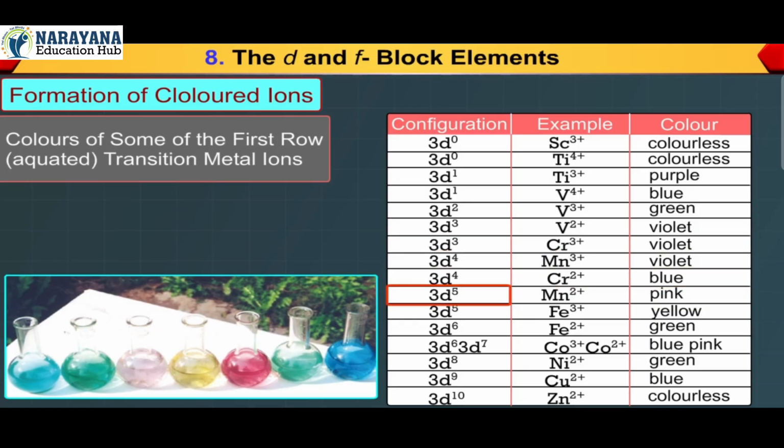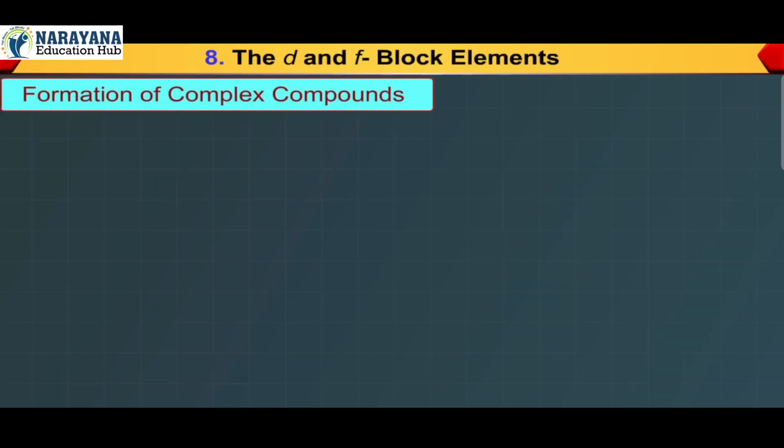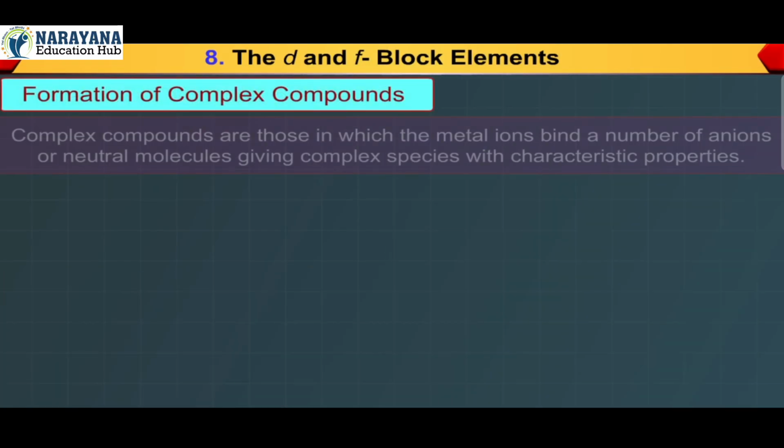blue. 3d5, Mn2+, pink. 3d5, Fe3+, yellow. 3d6, Fe2+, green. 3d6, Co3+, blue; 3d7, Co2+, pink. 3d8, Ni2+, green. 3d9, Cu2+, blue. 3d10, Zn2+, colorless.